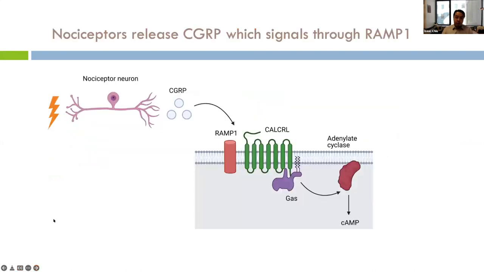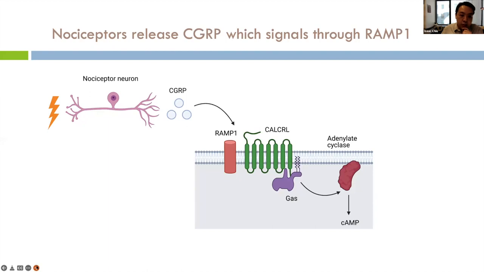And so how does this work? Well, it turns out the way that it's regulating mucus, we believe, is through this neuropeptide that I mentioned earlier that the neurons release when they're activated. It's called CGRP. So when you have a pain signal, CGRP binds to its receptor, RAMP1, which is coupled to its co-receptor, CALCRL, and this signals through Gs signaling to adenylate cyclase.